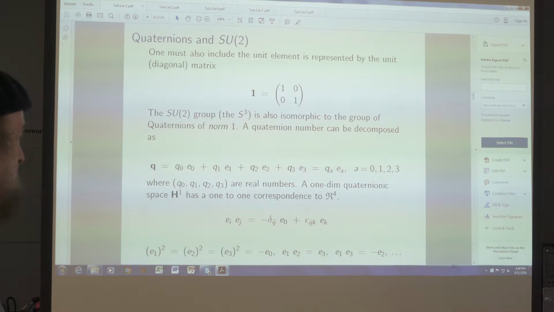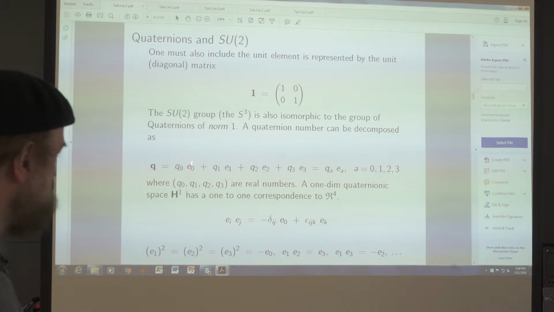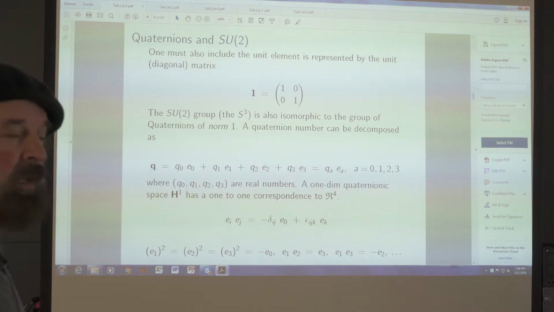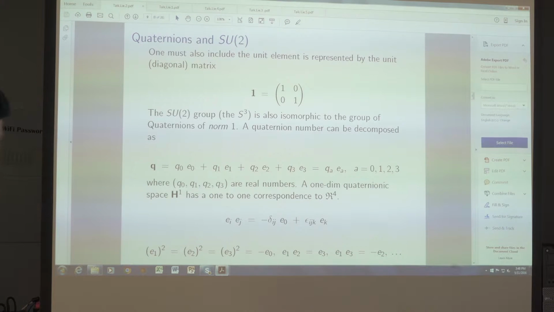And E0 is related to the unit matrix. This is the real part of the number, and this is the imaginary part of a quaternion. But the imaginary part has 3 degrees of freedom. Okay? So now when you multiply quaternions, you see a 1-dimensional quaternionic space.